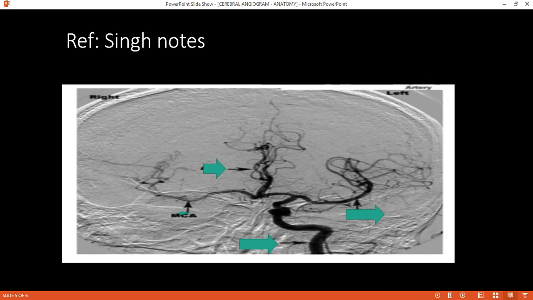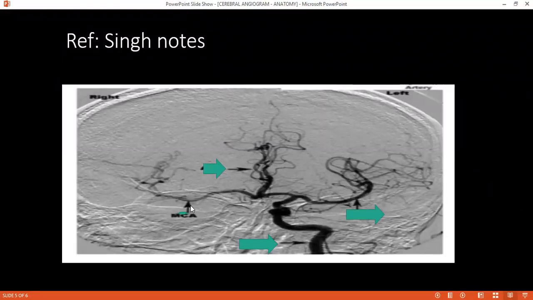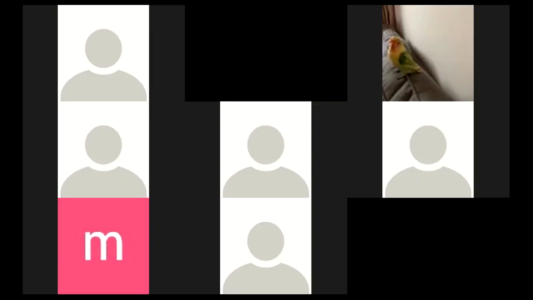Can you please tell me what kind of image this is? Yes, this is a cerebral angiogram. Can you identify the arrow here? I tried to hide it, but it is still visible. Yes, madam. The lower arrow shows the middle, internal carotid artery branch.